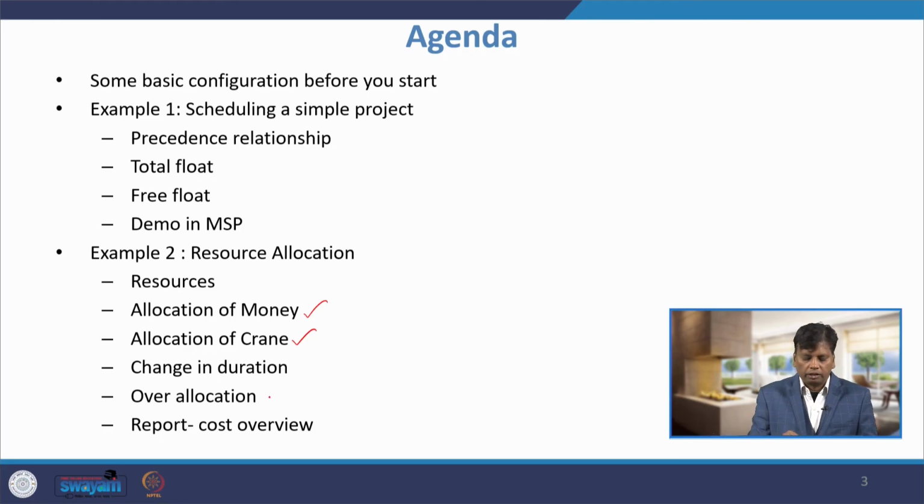The next part, sometimes there is a chance of over allocation. Over allocation means that resources are over utilized, so we allocate more than what is required. Then finally, I will show you how to get a report from MS Project.